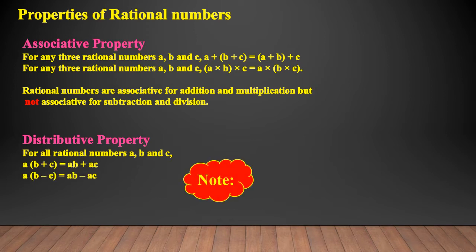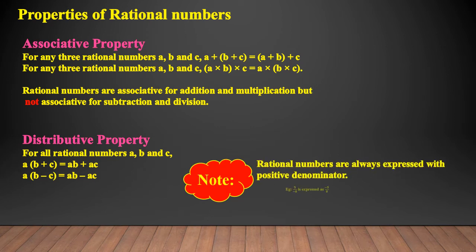Next is the distributive property. For all rational numbers a, b and c, a into b plus c equals ab plus ac, and a into b minus c equals ab minus ac. Rational numbers are always expressed with a positive denominator. So if the denominator is negative, we can transfer that negative sign into the numerator.